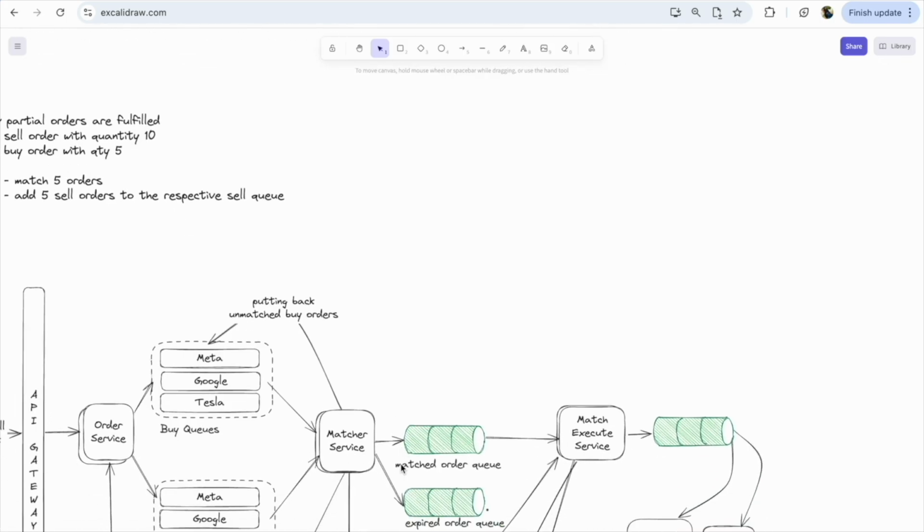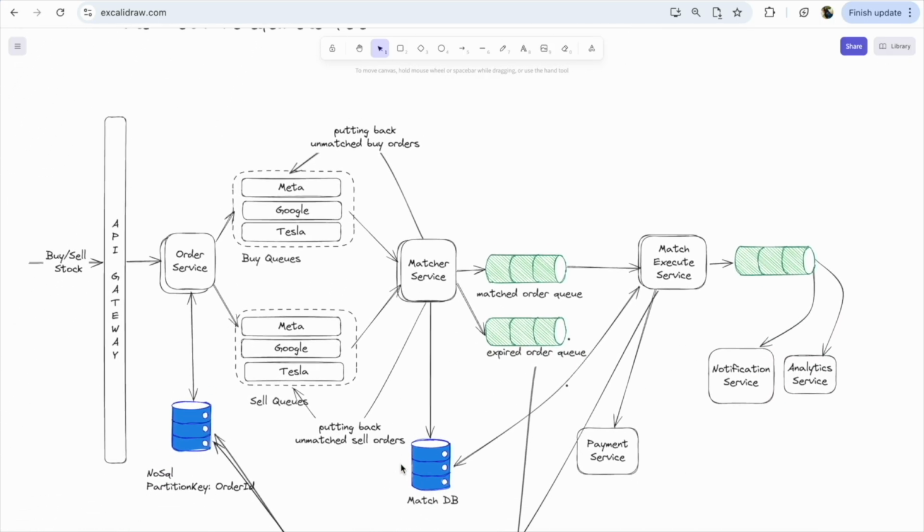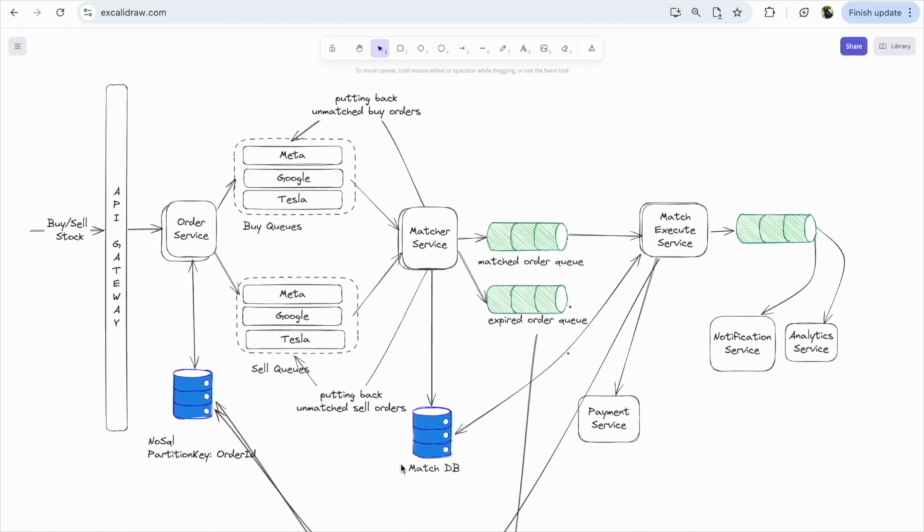For that we have modified our design a little bit here. Earlier we had only one queue, so we have separated the queues into buy queues and sell queues, and also we have a separate queue for separate stocks.